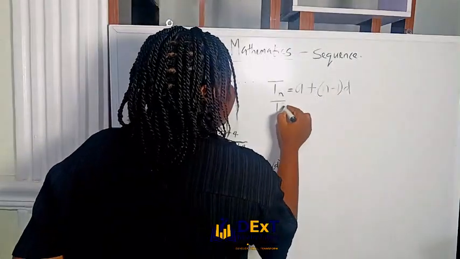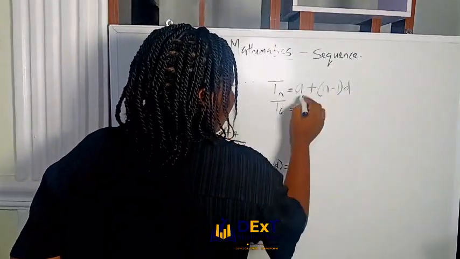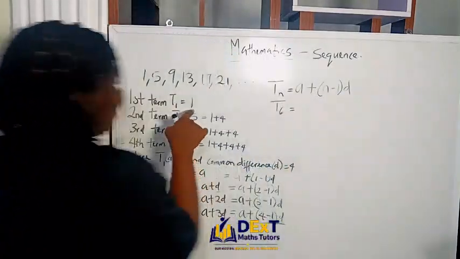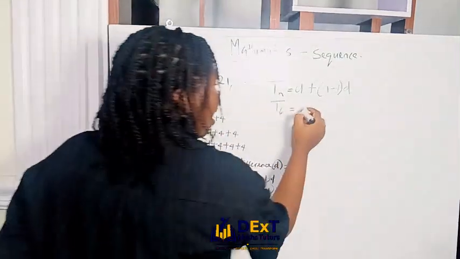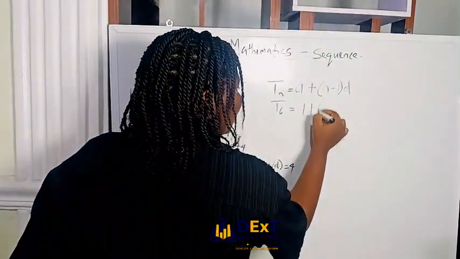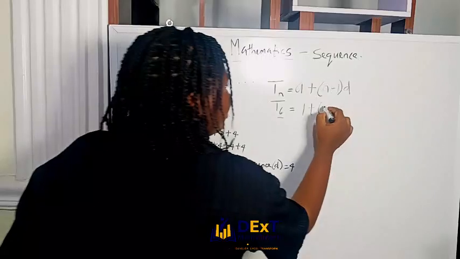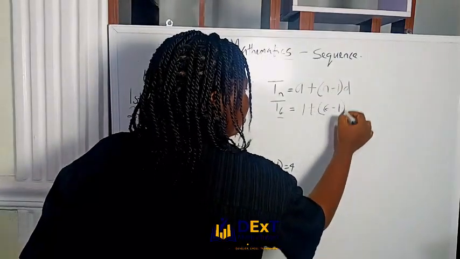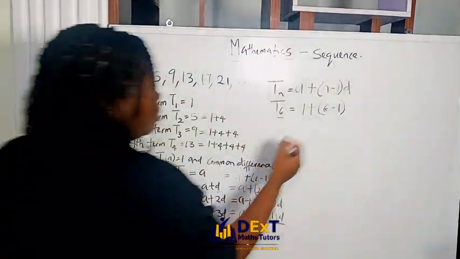We'll have T6 equals to our A. We already have our A. A is the first term. Our A is 1 plus, what is our n? 6. 6 minus 1 times d. What's our common difference? 4.